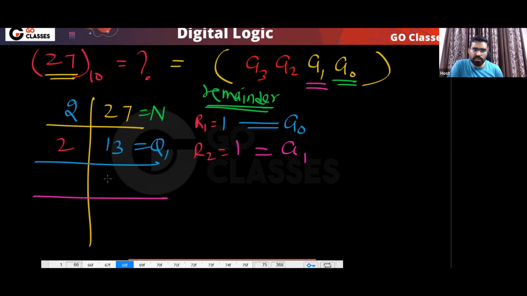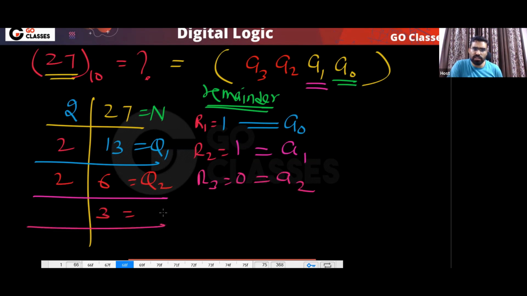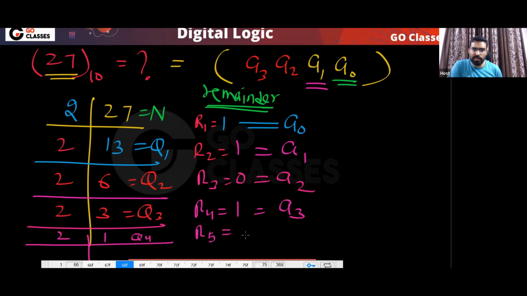Then what is the quotient? The quotient will be 6. This is your Q2. Then the third remainder will be 0. This will be your A2. The quotient is 3, this will be your quotient Q3. Then the remainder is 1. This will be your A3. The quotient will be 1. The next remainder is 1. This will be your A4, and the quotient will be 0.